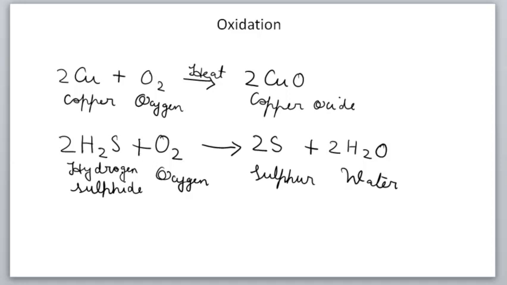So in this reaction, hydrogen is being removed from hydrogen sulfide and only sulfur remains at the end of the reaction, and hydrogen is getting oxidized and becomes water at the end of the reaction. So hydrogen combines with oxygen to become water, and sulfur gets separated from H2S, and it stands alone at the end of the reaction.